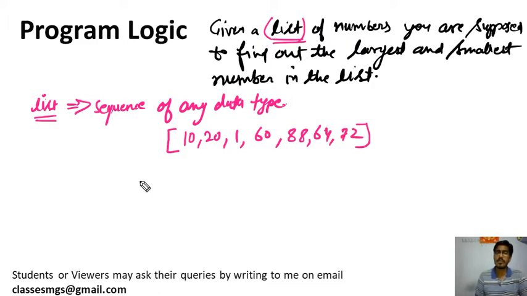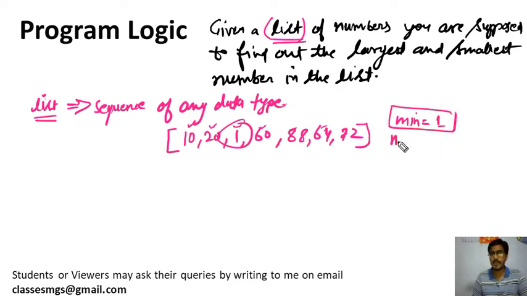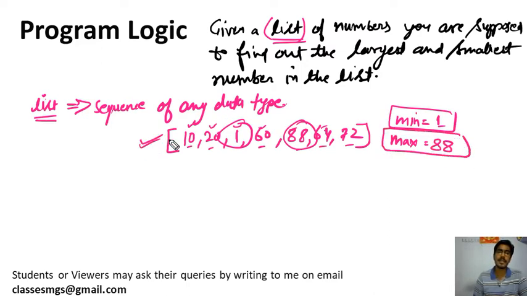These are the numbers. What is expected from you is to find the minimum. Among 10, 20, 1, 60, 88, 64, the minimum is 1, so the output should be 1. And what is the maximum element here? Among 20, 10, 60, 88, 64, 70, the maximum is 88. You will be given a list of numbers, which may contain any numbers, and you are supposed to write a Python code that displays the minimum and maximum among the list. This is basically the problem statement.